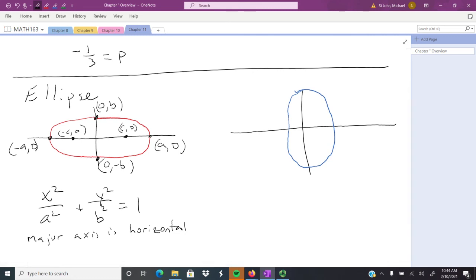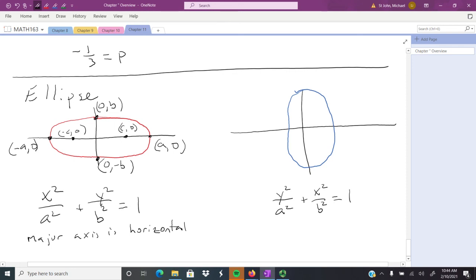And then in terms of my one running in the opposite direction, now my equation is in this form: y squared over a squared, plus x squared over b squared equals 1.